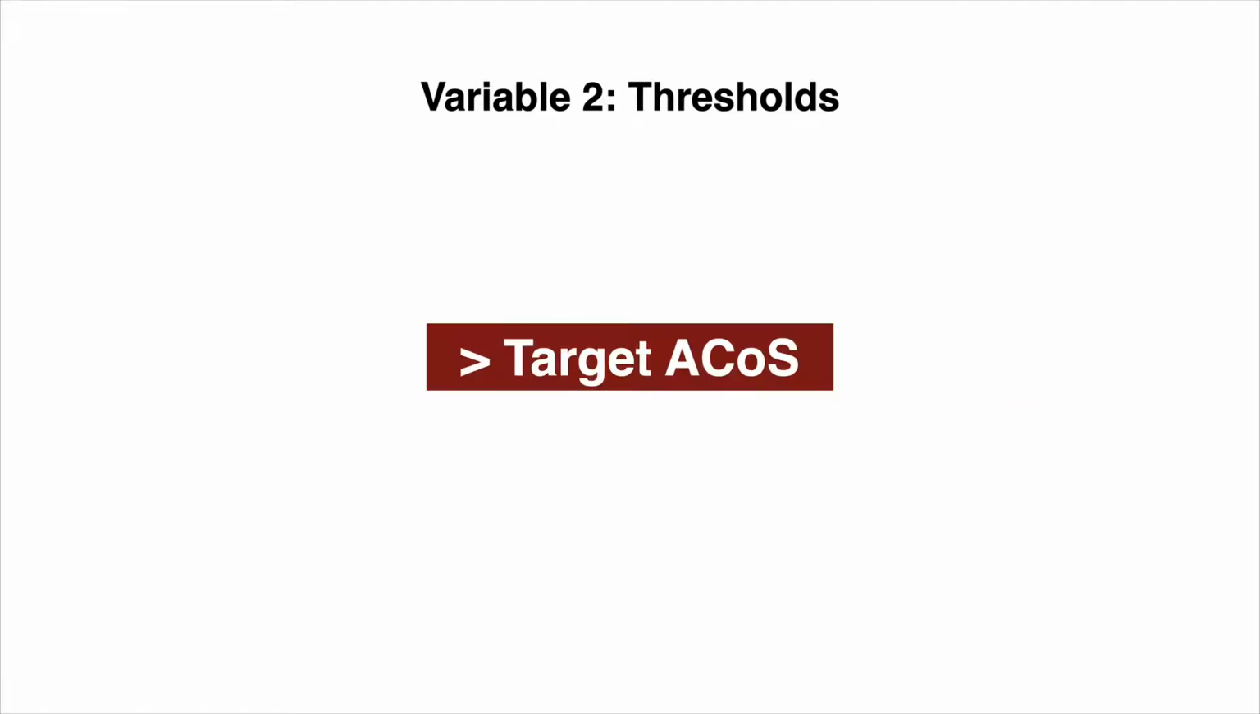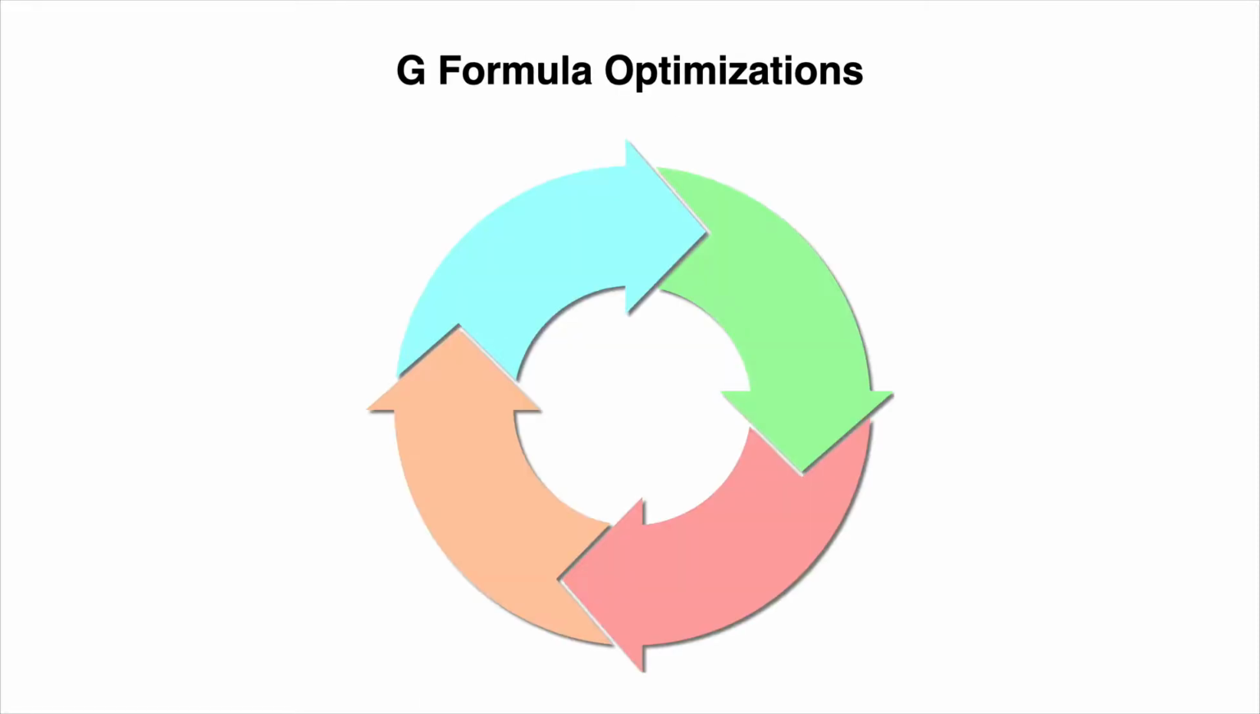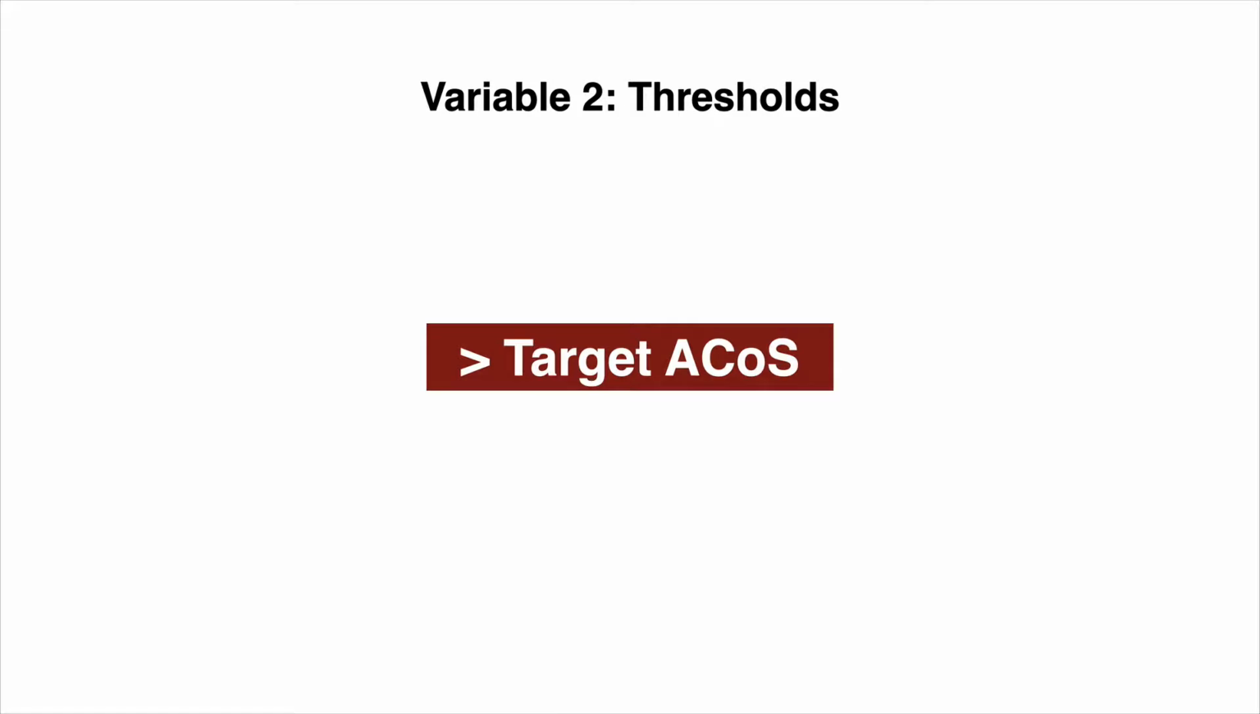So variable 1, the time frame is 14 days excluding 48 hours, just like the cut formula. Variable 2 is greater than our target ACOS. So what we're doing is we need to set a target ACOS. So let's say our target ACOS is 30%. So we need to look for any keywords or ASINs or anything that is above 30% ACOS. And that's our only threshold. It's if it's above our target ACOS.